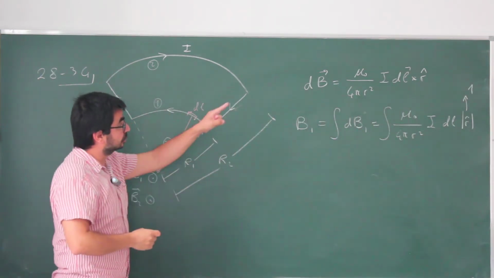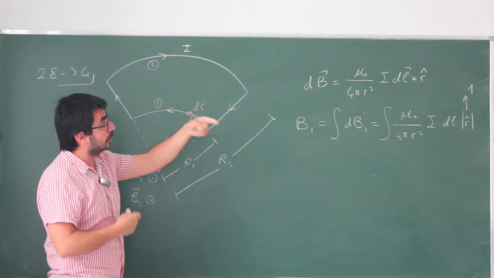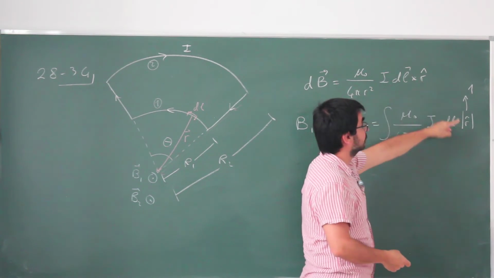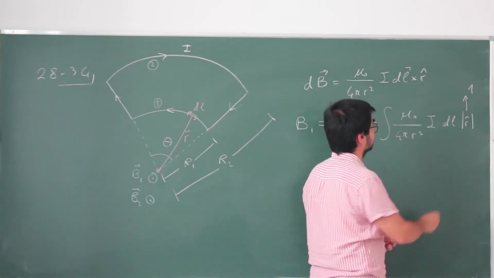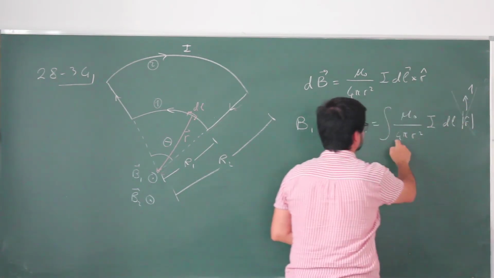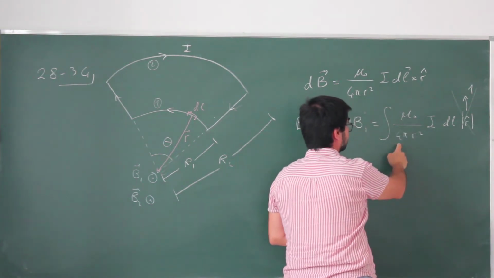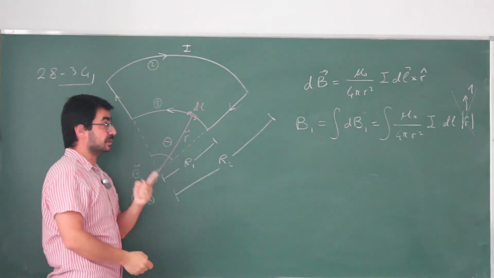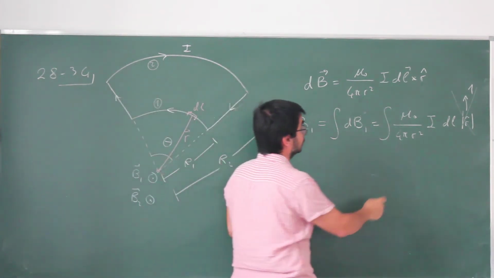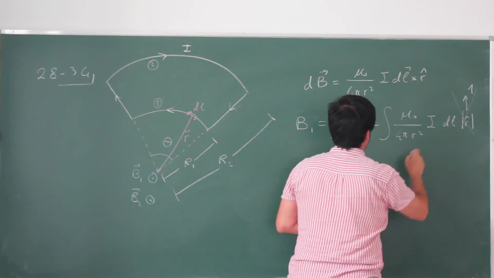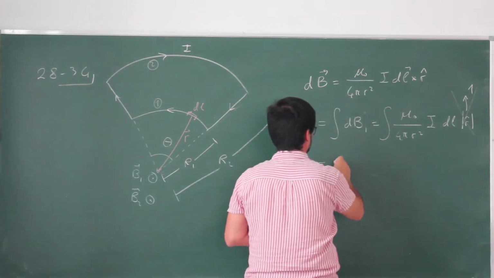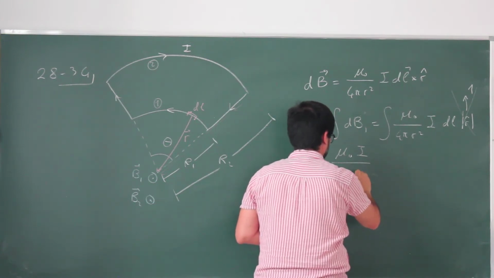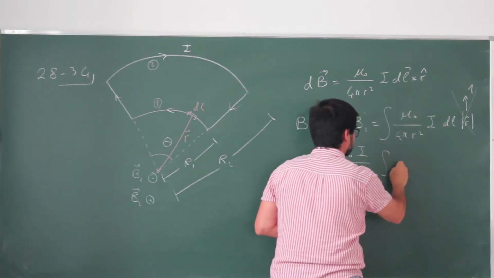Okay, so the cross product becomes a simple product of the magnitudes. The magnitude of dl vector is just dl. The magnitude of r hat is just 1, so it just goes away. Right? Forget about this. And this is a constant. This r is the distance of the line segment from the center. It is also a constant. It's just r1, so I can take that out. The current is a constant, and I end up with dl. Okay, so mu naught I over 4 pi r1 square integral of dl.